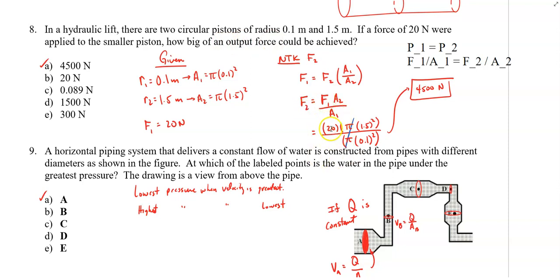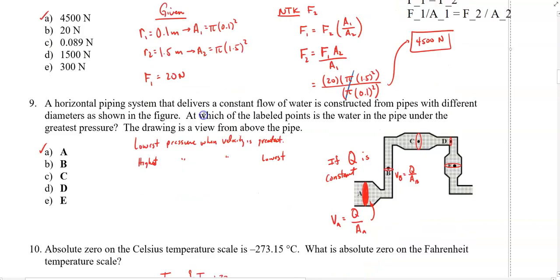So the force being 20 newtons, and using the area of a circle here, when we substitute all the known quantities, we end up with 4,500 newtons. And a clear benefit to the power of hydraulics.